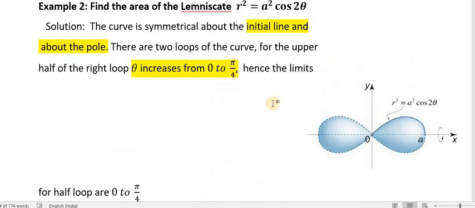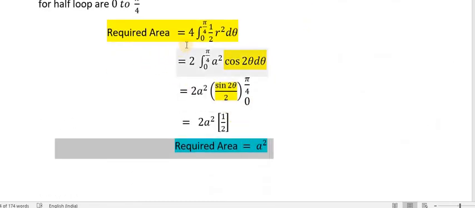So, to find the area of the lemniscate, I have taken the diagram like this, and it has 2 loops and both the loops are identical, and above the initial axis the upper half and lower half are also equal, they are identical. Therefore, the total area of the lemniscate is 4 times the area in the first quadrant, and here theta is increasing from 0 to π/4. Therefore, the required area is equal to 4 into integral 0 to π/4 half r square dθ.